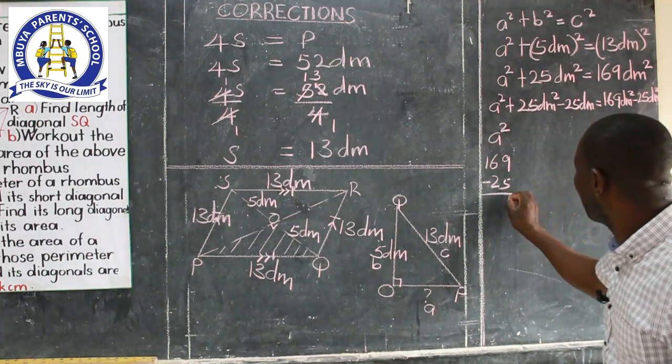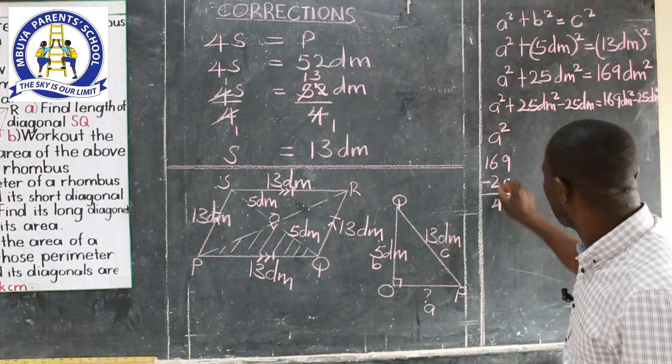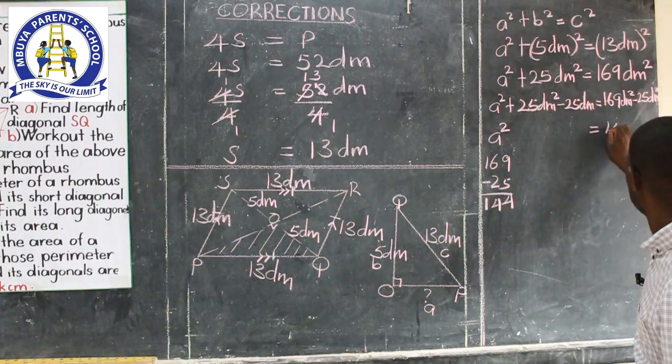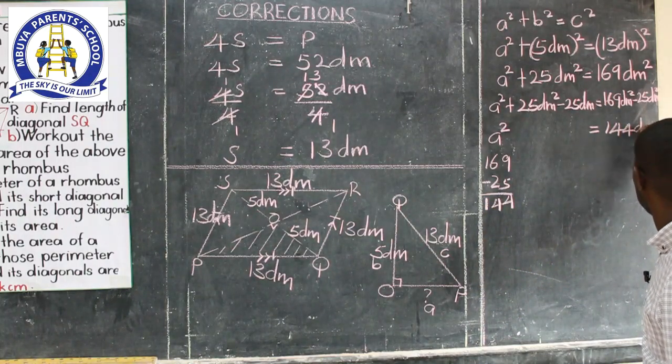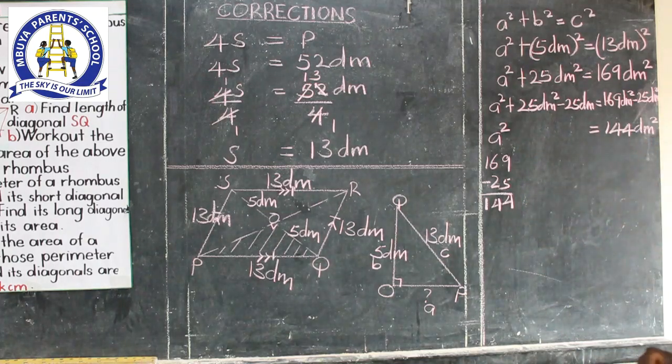That is 169 minus 25. 9 minus 5, you get 4. And 6 minus 2, you get 4. 1 minus nothing, you get 1. So we shall have our 144 square decimeters. So A squared is equal to 144 square decimeters.